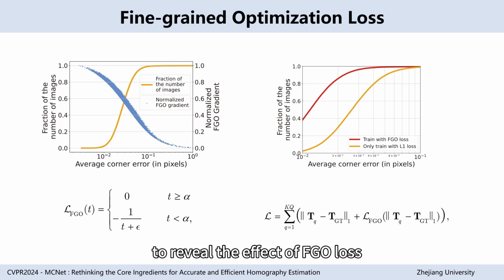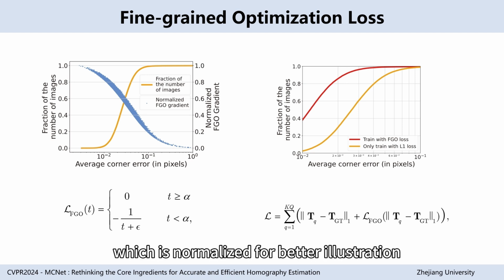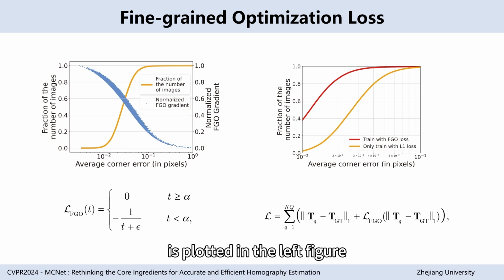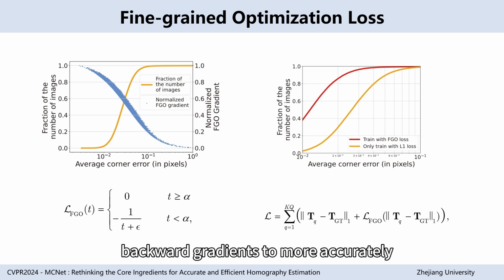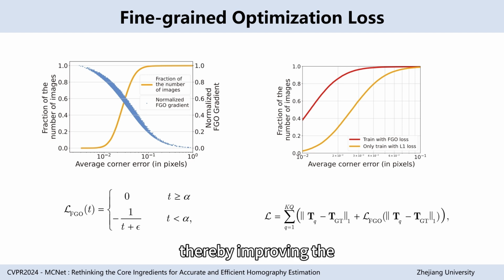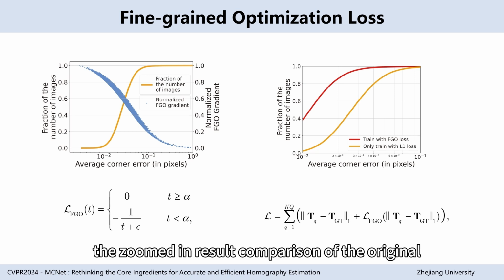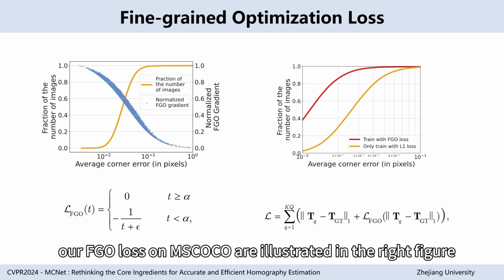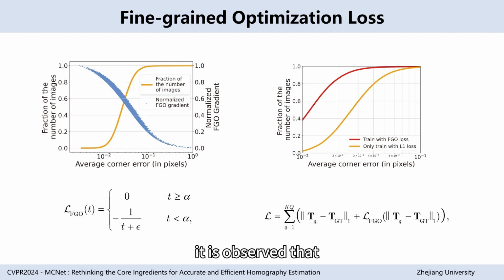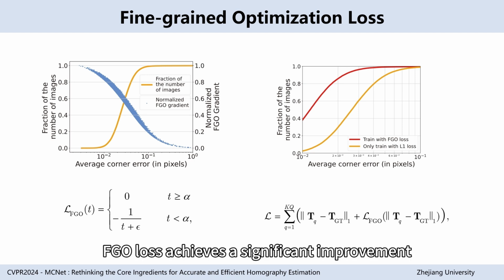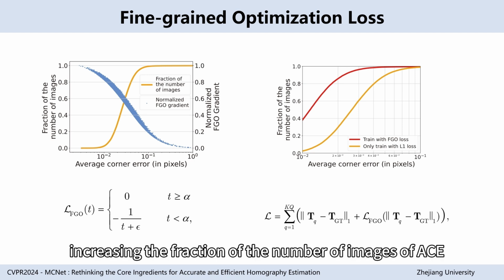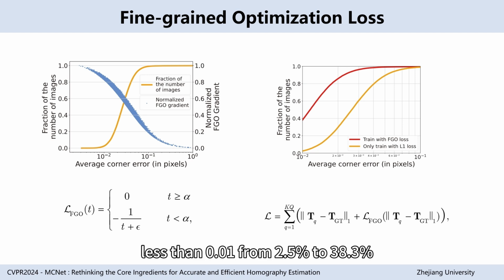To reveal the effect of FGO loss, we train our MCNet using only L1 loss and evaluate it on the MCOCO test set. The computed FGO loss gradient, which is normalized for better illustration, is plotted in the left figure, showing that the model assigns larger backward gradients to more accurately estimated samples, thereby improving the estimating performance of the model while ensuring training stability. The zoomed-in result comparison of the original L1 loss and our FGO loss on MCOCO is illustrated in the right figure. It is observed that FGO loss achieves a significant improvement on the relatively accurate samples, increasing the fraction of the number of images of ACE less than 0.01 from 2.5% to 38.3%.